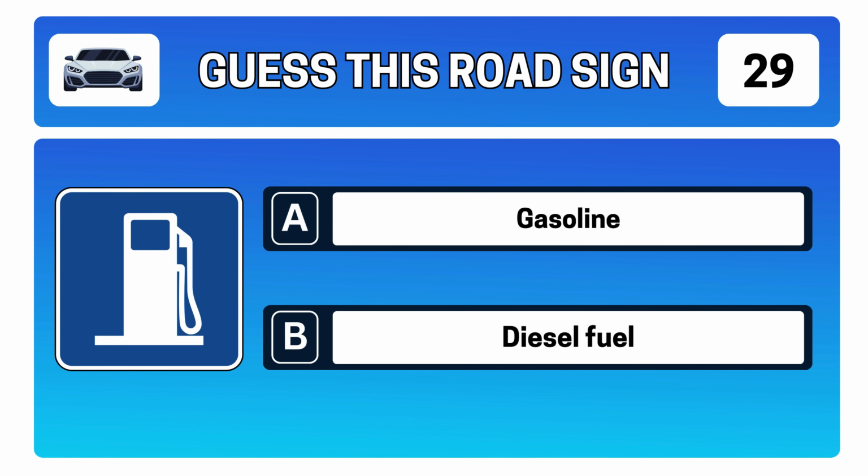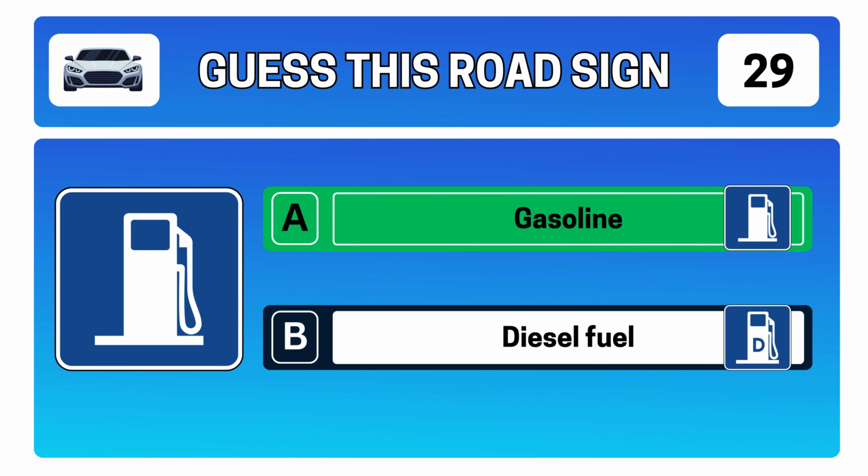Guess this road sign. A. Gasoline. B. Diesel fuel. Excellent. It is the gasoline sign.